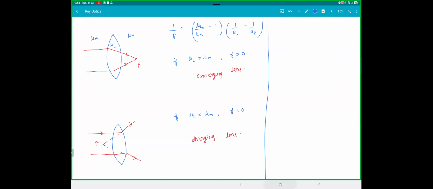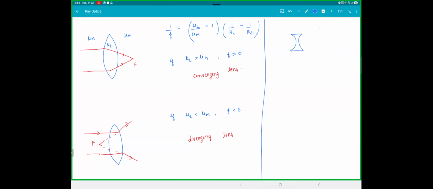The same argument we can do for the other one, biconcave. If mu L is greater than mu M, the focal length is negative. So if you send parallel light rays, it goes down.